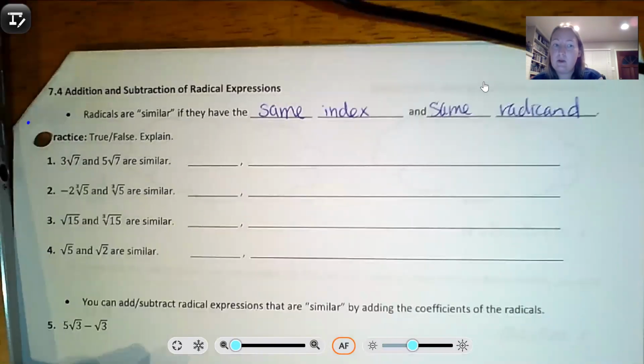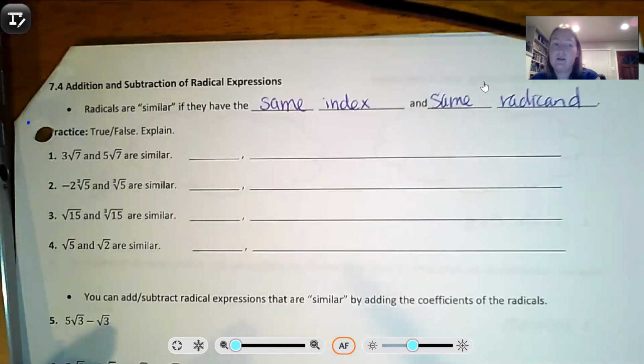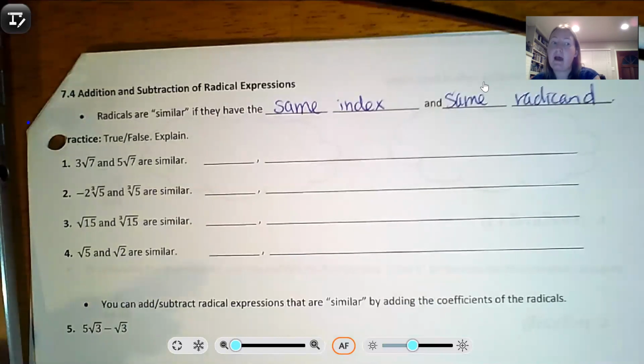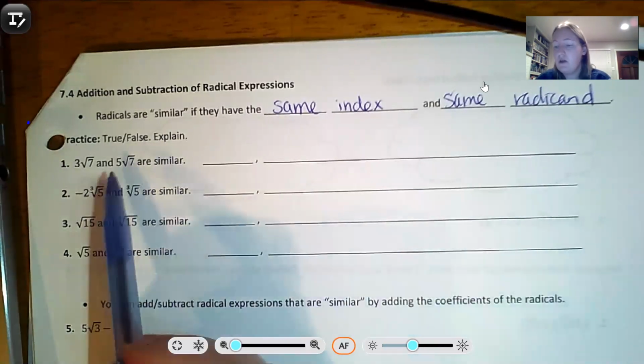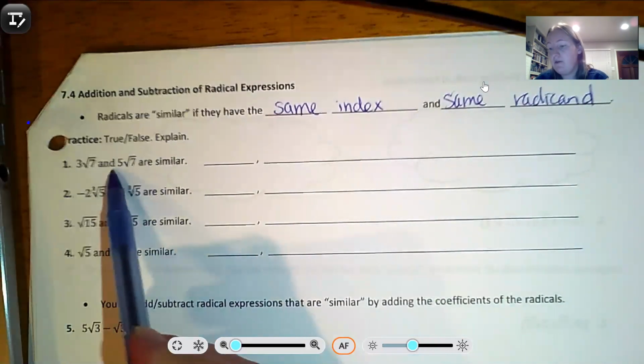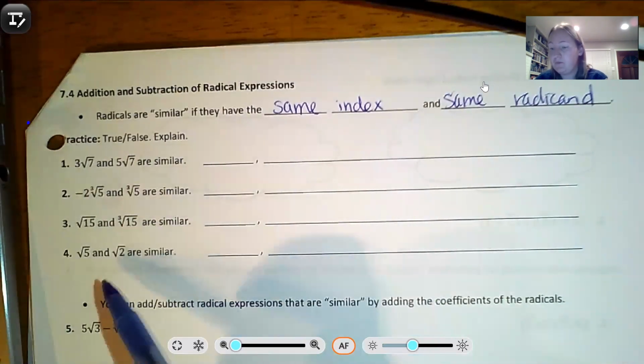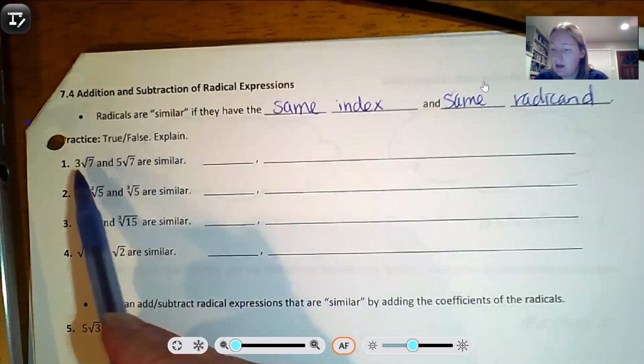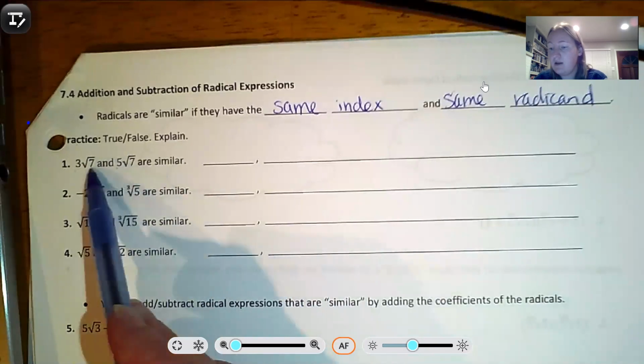And the radicand is the part underneath the square root. So they're only similar if they're both square root of 7 or square root of 12, or they're both cube root of 9, or whatever it might be. If they are similar, then we're going to be able to add or subtract them. That's why we need to know what is meant by similar. So 3 root 7 and 5 root 7, are they similar? It doesn't matter about the coefficients, it matters about the index being the same and the radicand, the part underneath the square root, being the same.